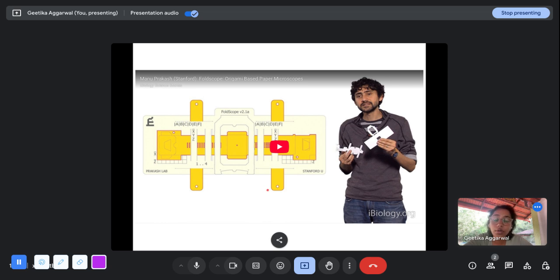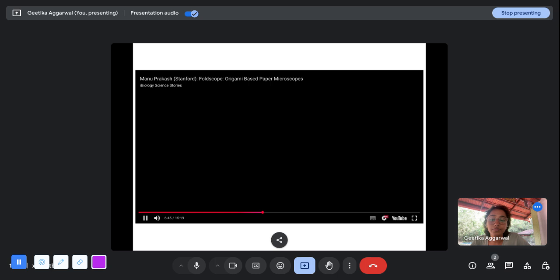You can go and take a look at the entire video to get a better idea of how he actually thought of the Foldscope and came about with this invention. But it's basically an origami-based microscope in which different shapes of paper come together and make this microscope. So, let's listen to Professor Manu Prakash.